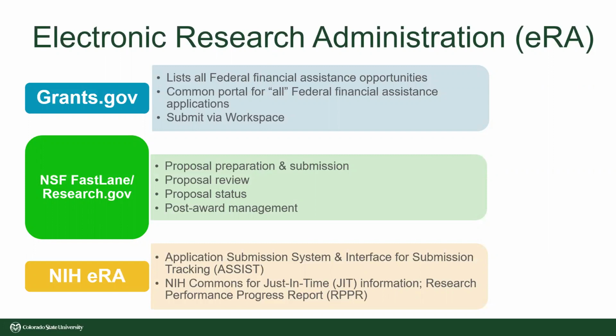And then the NIH has all of their ERA here under this tab. ASSIST is the interface for proposal submission. And then the NIH Commons is used for some of that just-in-time information, like other support and any budget modifications, and also for the research performance progress reports, the RPPR. So just being familiar with some of the big agencies and their submission systems. And the systems go beyond just submission. They also might be used for reviewers to actually review applications. They might be used by post-award to issue awards and for drawdown of funds.